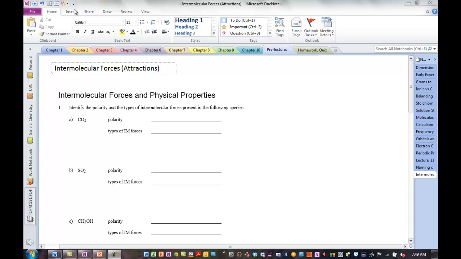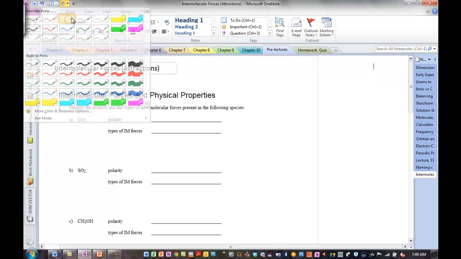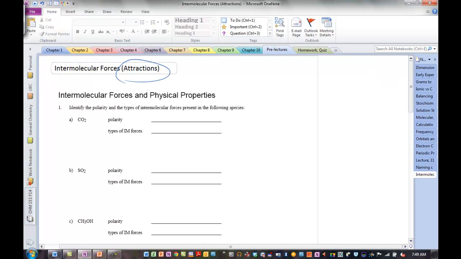Hello everybody. This pre-lecture will cover intermolecular forces and how that impacts physical properties. Particularly we're going to focus on boiling point and melting point. Okay? And you'll notice here, we're going to focus on attractive intermolecular forces. We could talk about repulsive forces, but we're going to talk about the kind of forces that cause something to, say, condense as a liquid or become a solid.